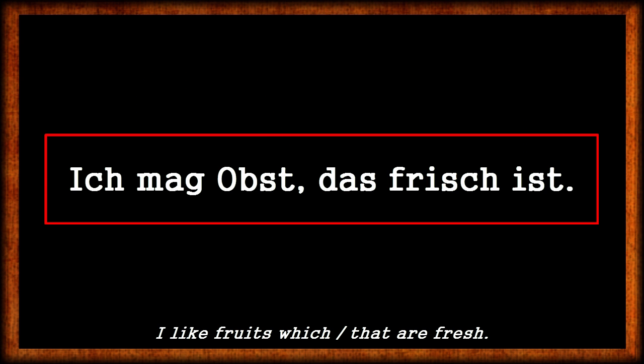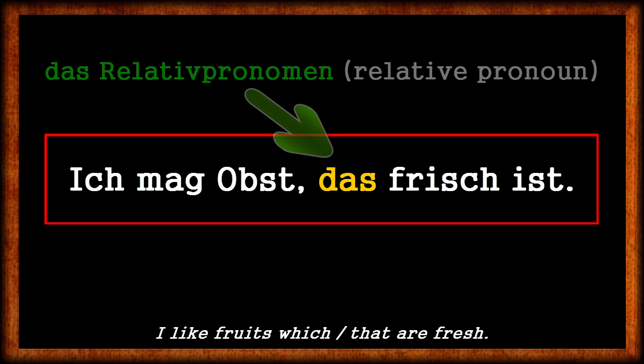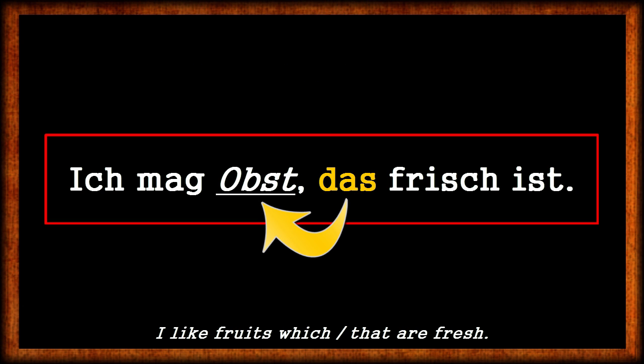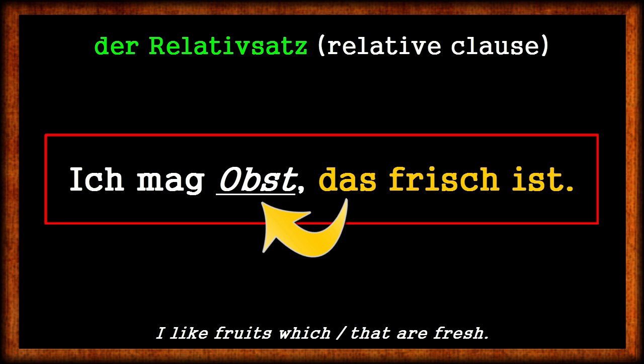The exemplary sentence is: Ich mag Obst, das frisch ist. I like fruits that are fresh. In this sentence, das is a Relativpronomen, a relative pronoun. A pronoun is an equal substitution for a noun while still referring to it. So here, the das initiates a so-called Relativsatz, the relative clause.